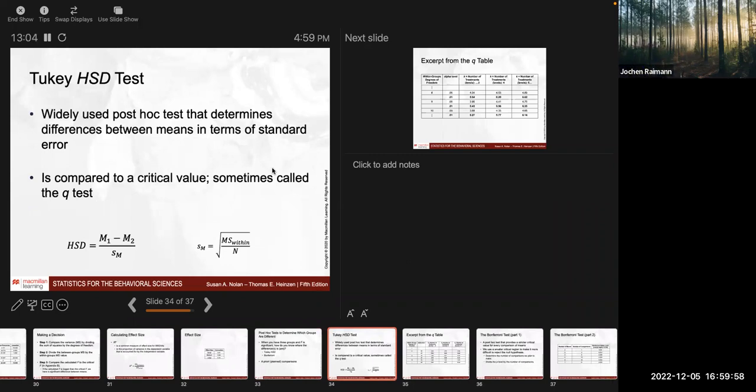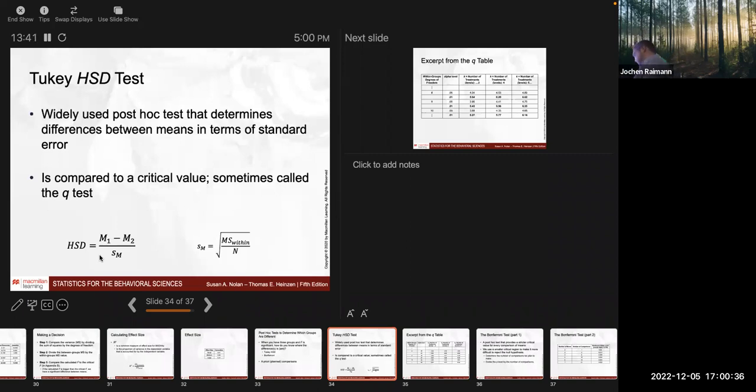The first one is the Tukey Honest Significant Difference Test. That's the Tukey HSD test. In the Tukey HSD, you're basically calculating the differences between all the groups divided by your SM, which is calculated as your variance within divided by the sample size. So you get this SM, which is an estimate of your standard deviation to some extent. And by calculating this HSD, you calculate the Q.